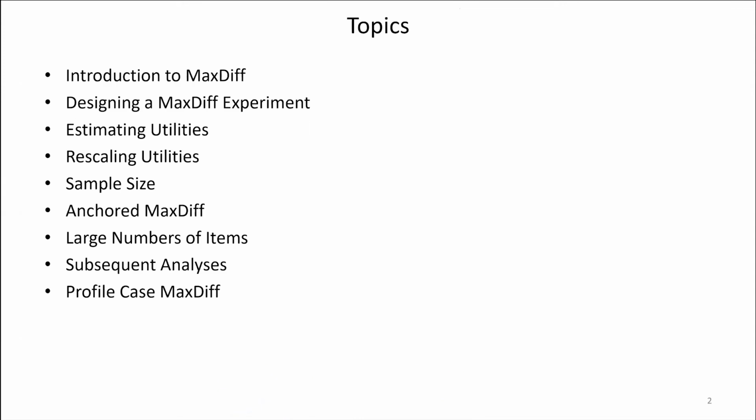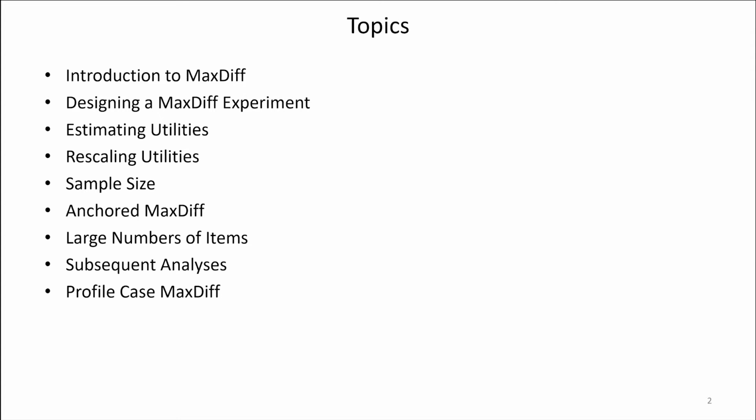We're going to just briefly introduce what MaxDiff is, in case there's some folks who aren't familiar with it. Talk a little bit about designing a MaxDiff experiment and how we estimate the utilities, how we can rescale the utilities in any kind of research, because sample is typically expensive or very expensive. Sample size is an issue, and so I want to talk a little bit about that. And then we want to talk about some special things that we can do with MaxDiff, something called anchoring. Talk about the problem of large numbers of items, because when a research method gets popular, people try to push it to the limits, and they've done that with MaxDiff.